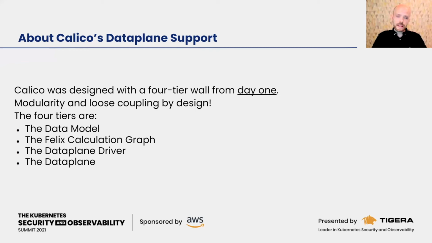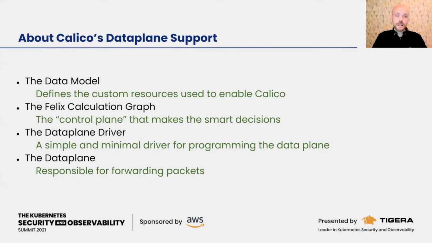So the 4 tiers in Calico are, or I should say the 4 modules, are the data model, the Felix calculation graph, the data plane driver, and the data plane itself. So the data model defines the custom resources used to enable Calico. The Felix calculation graph is the control plane here that makes the smart decisions. Then there's a data plane driver, which is a simple and minimal driver for programming the data plane. You can think of it like the pinky purple line that we showed in our diagram before.